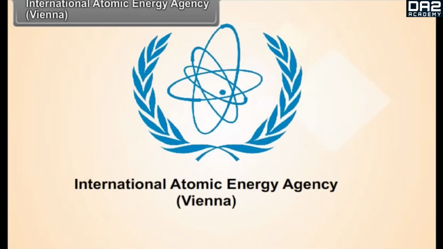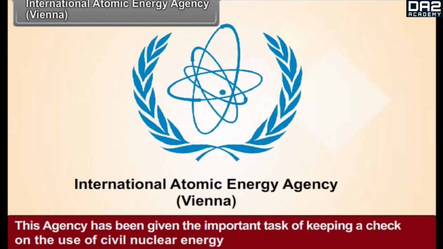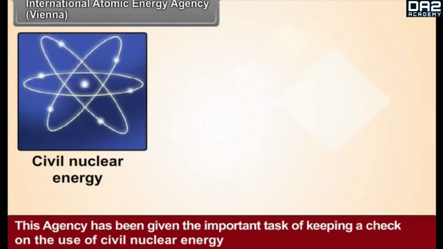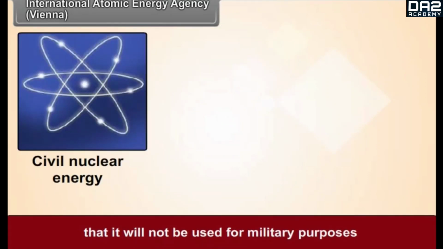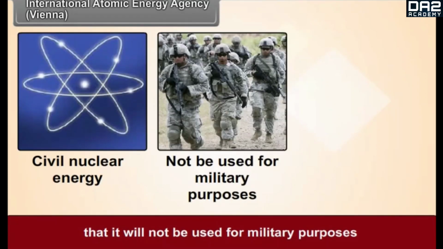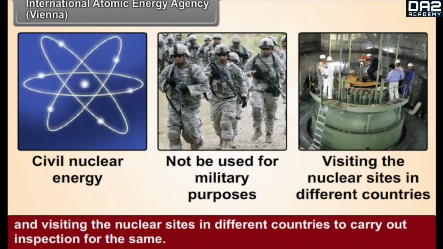International Atomic Energy Agency, Vienna. This agency has been given the important task of keeping a check on the use of civil nuclear energy, that it will not be used for military purposes, and visiting the nuclear sites in different countries to carry out inspection for the same.